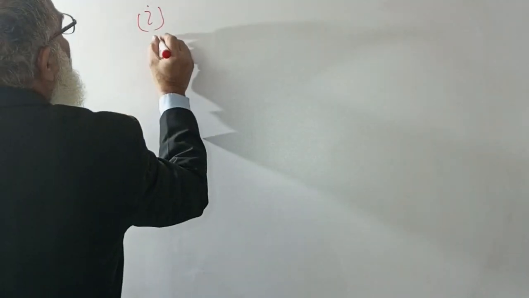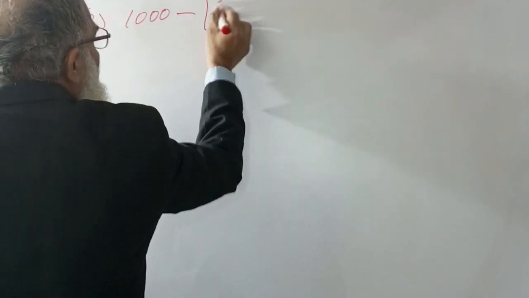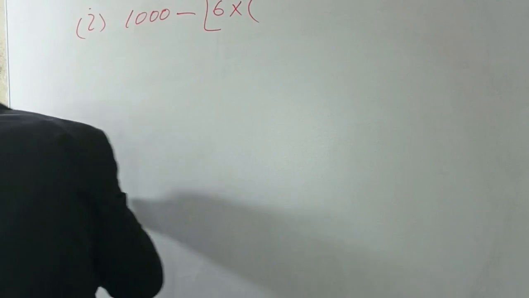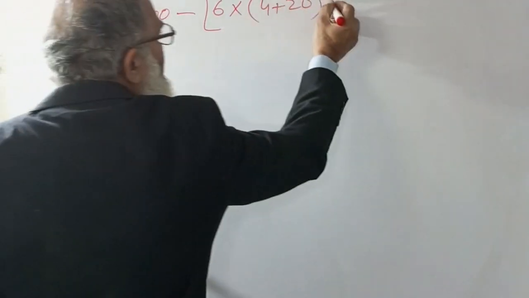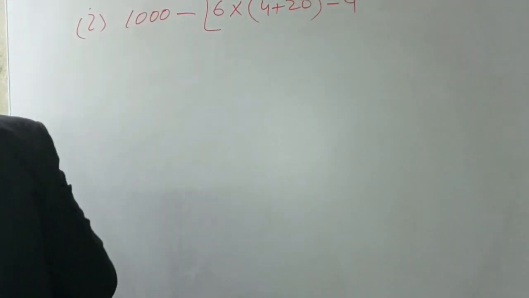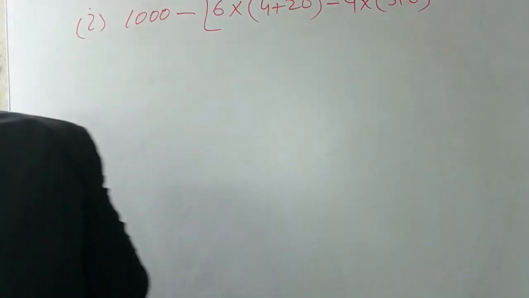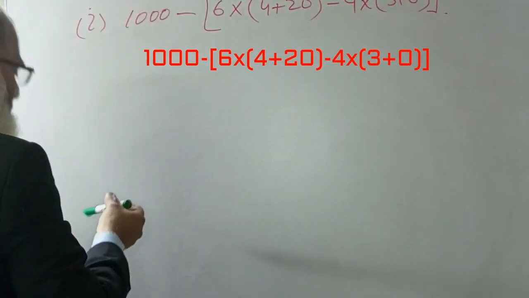1000 minus... let me start from here because the question is a bit longer. 1000 minus start bracket 6 multiplied by, with a small bracket, 4 plus 20 minus 4 multiplied by 3 plus 0, bracket closed and bracket again closed. So it is a very simple question again.